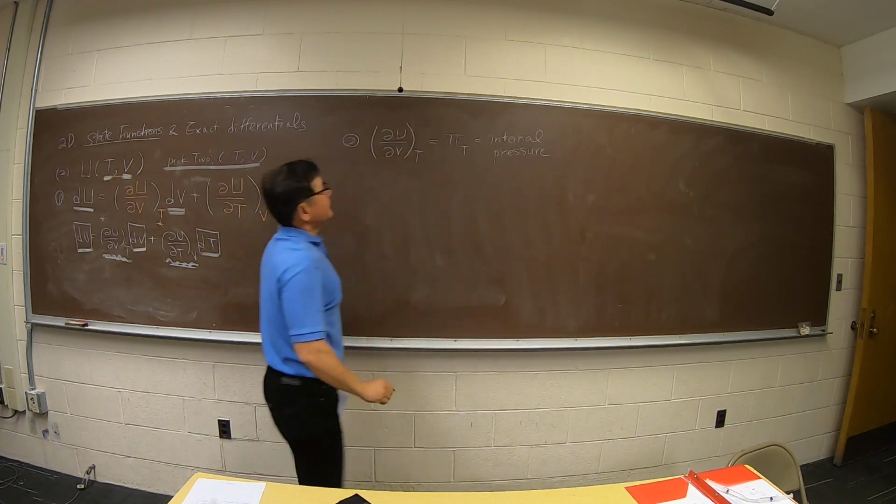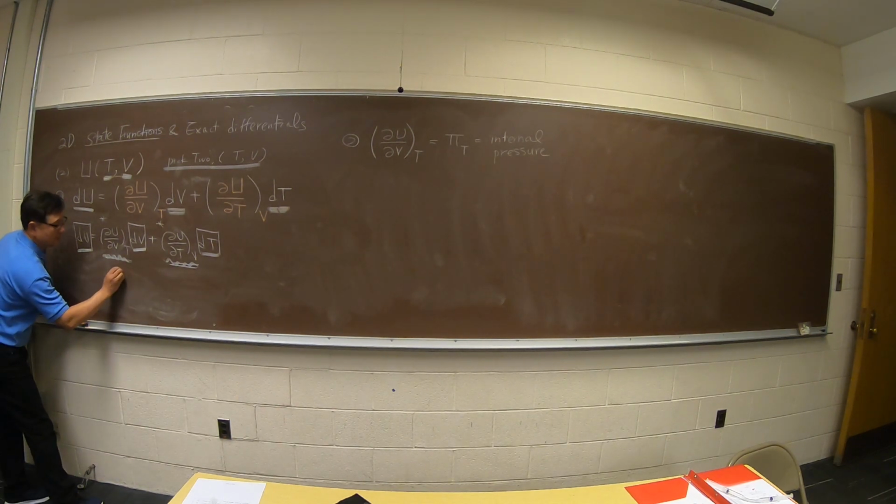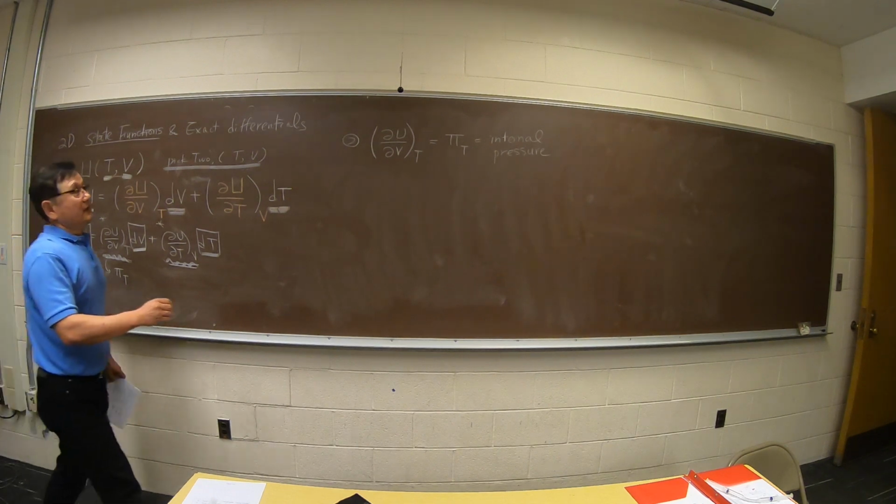Okay, so it has a definition of what is for internal pressure. So now this one is pi T. I just put a new symbol on the term that is shown up here.